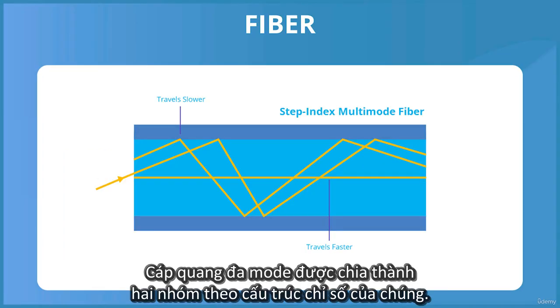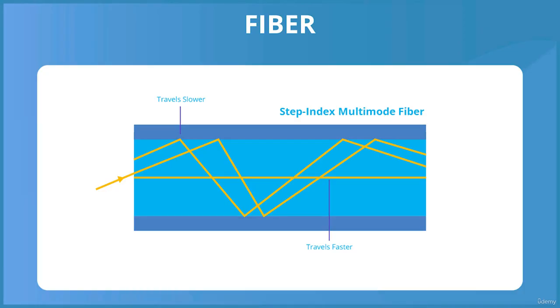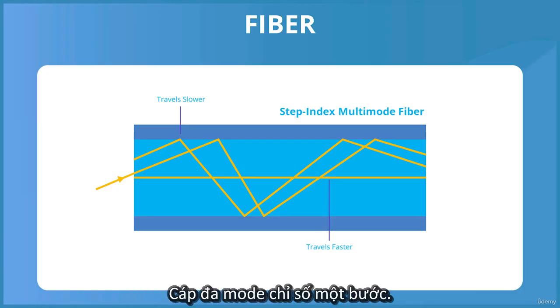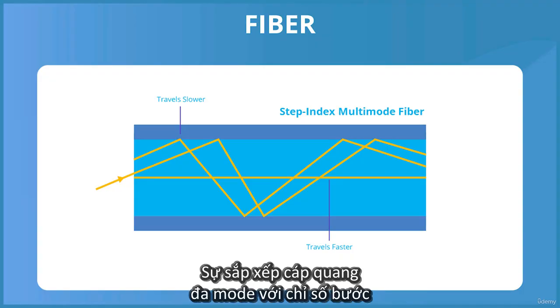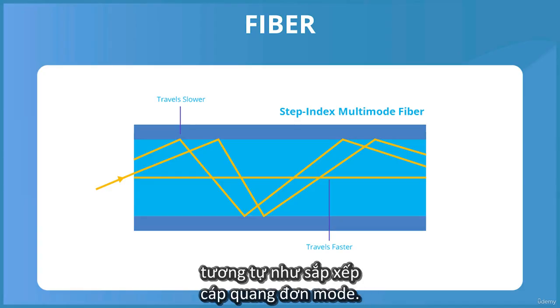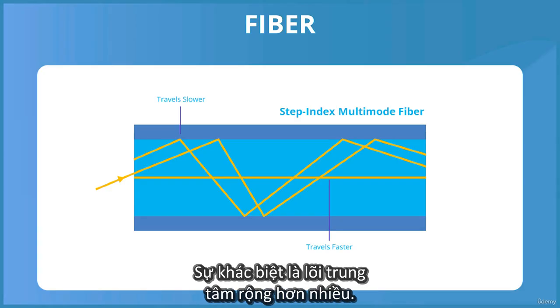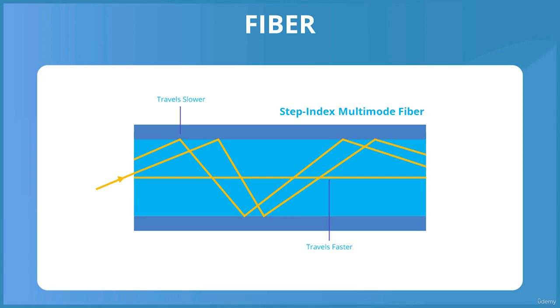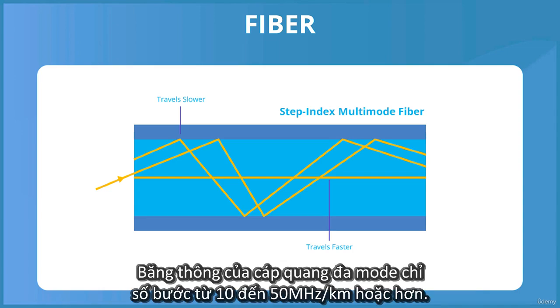Multi-mode fiber optic cables are divided into two groups according to their index structure. 1. Step index multi-mode fiber. A multi-mode fiber arrangement with a step index is similar to a single-mode fiber arrangement. The difference is that the central core is much wider. Bandwidth of step index multi-mode fiber is 10 to 50 megahertz per kilometer or more.